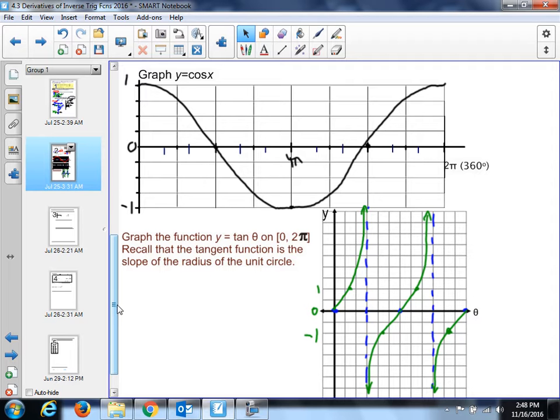You're not going to have to graph this, but just keep this in mind. Because you're dividing by the cosine function, you have asymptotes there, values where tangent is not defined. Okay? And it's the slope of the unit circle. There's another way of thinking of it, too. All of that jazz.